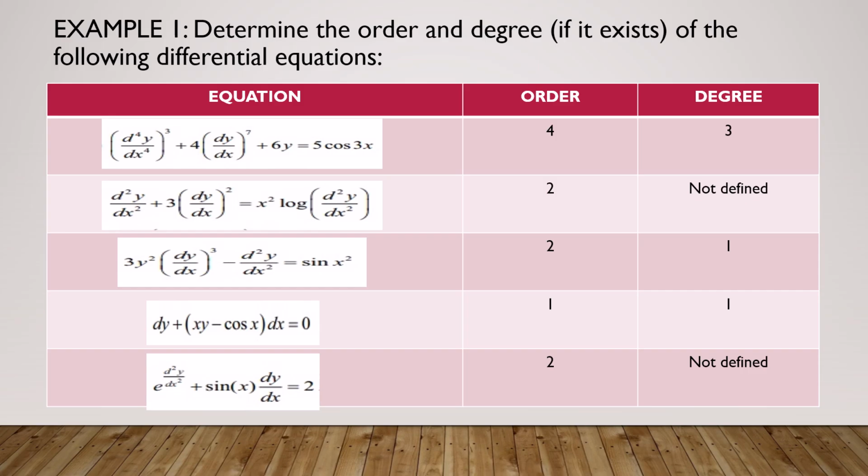In the first equation given over here, you can see the highest order derivative is d4y by dx4, which means the order is 4. And what is the power of that d4y by dx4? It is 3. So the degree is 3. Simple. Second example, you have d square y by dx square plus 3 into (dy by dx) whole cube equal to x square into log of d square y by dx square. Now see over here, the highest order derivative, if you see the whole equation, is d square y by dx square.